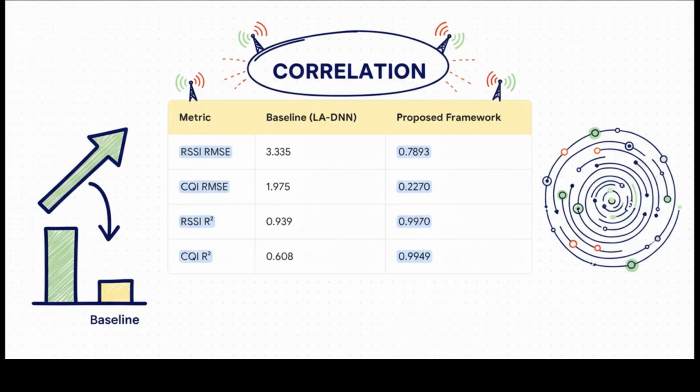I mean, look at this. Compared to the previous state of the art, we're seeing a 76% reduction in error for RSSI and an absolutely massive 89% reduction for CQI. And those R-squared scores, both over 0.99. That's a nearly perfect correlation between what the model predicts and the actual ground truth. This isn't just an incremental improvement, it's a total game changer.